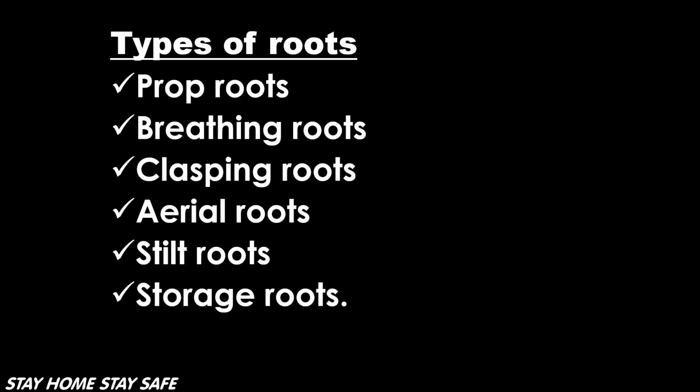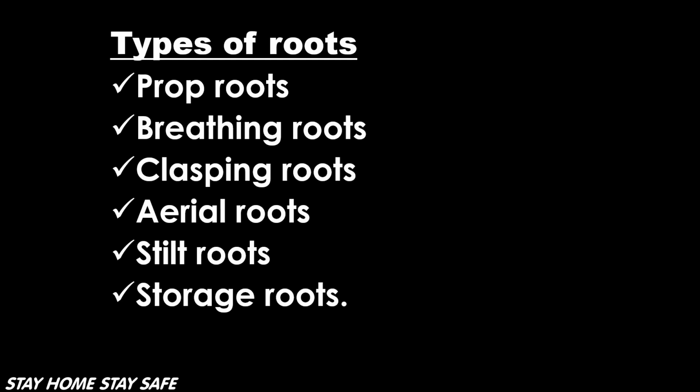Let's go through them. We have the prop roots. We have the breathing roots. We have the clasping roots. We have the aerial roots. We have the stilt roots. And you have the storage roots. We can go through them. Prop roots, breathing roots, clasping roots, aerial roots, stilt, the word is stilt, S-T-I-L-T. Then the storage roots. So these are the roots which can be growing from any other part of the plant.